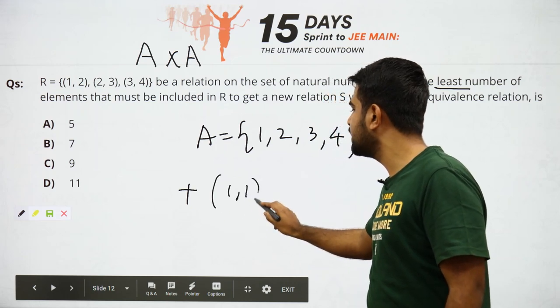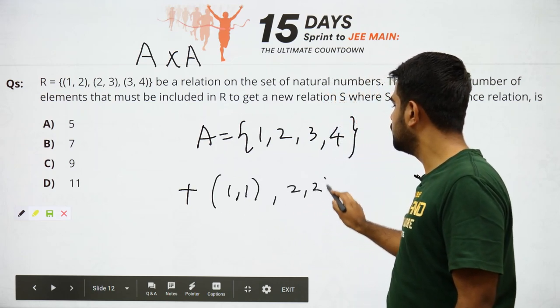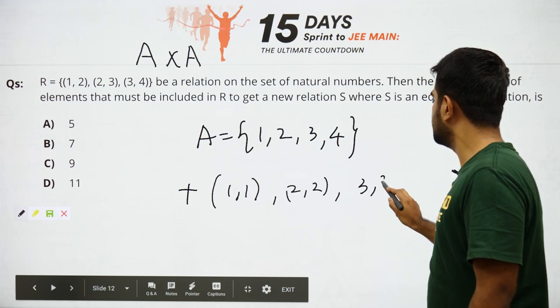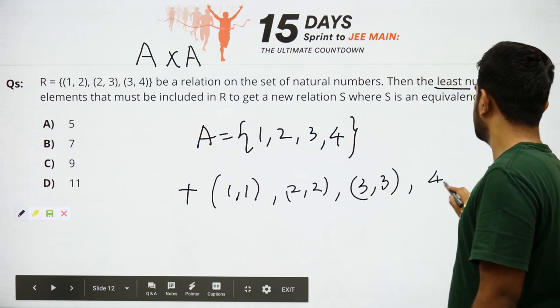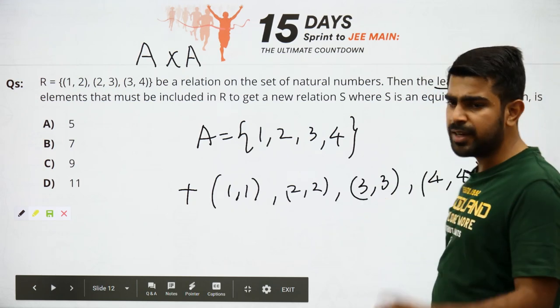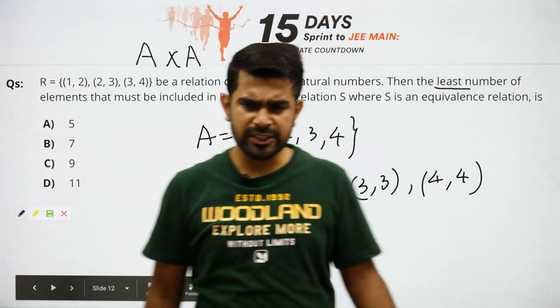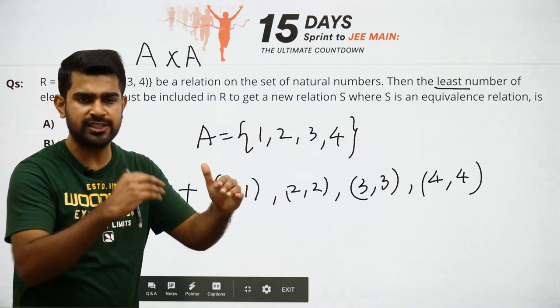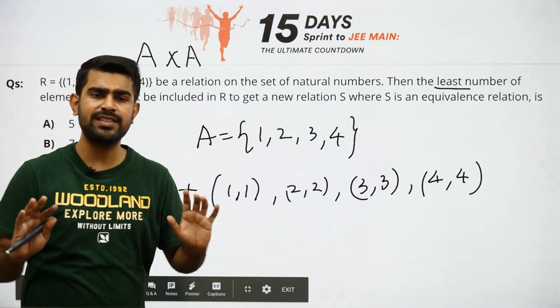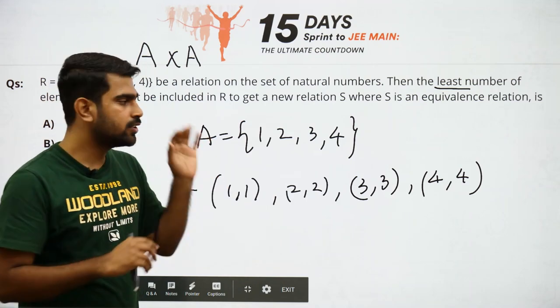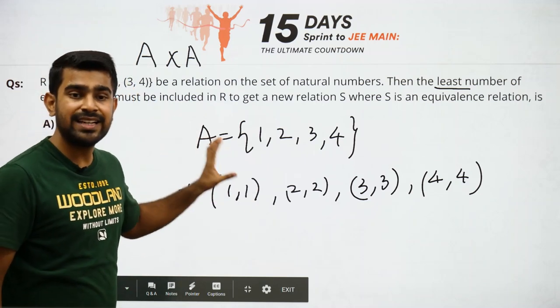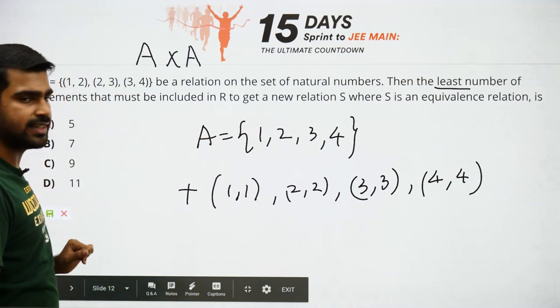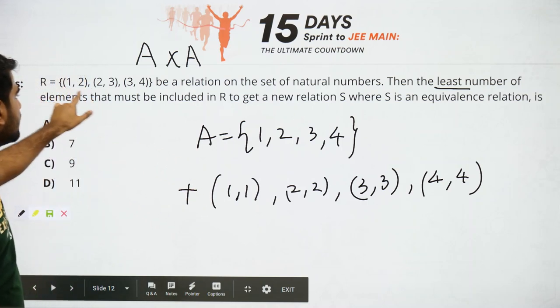I have to add 1, 1, 2, 2, 3, 3 and 4, 4. So that is my first condition. What is the first condition? The first condition is to make it reflexive. We will go stepwise, guys. That is always the best way. So first I made it reflexive. Now I will make it symmetric. How do I make it symmetric?